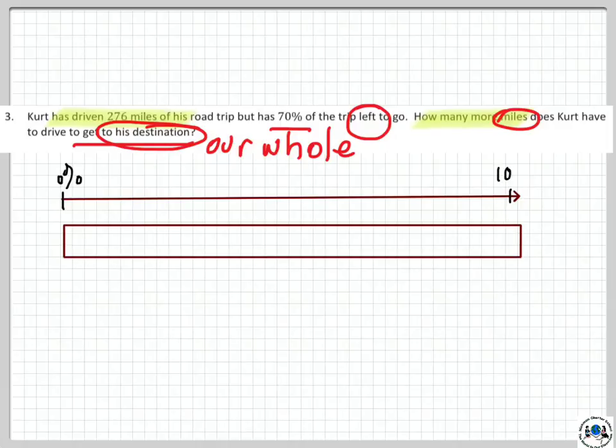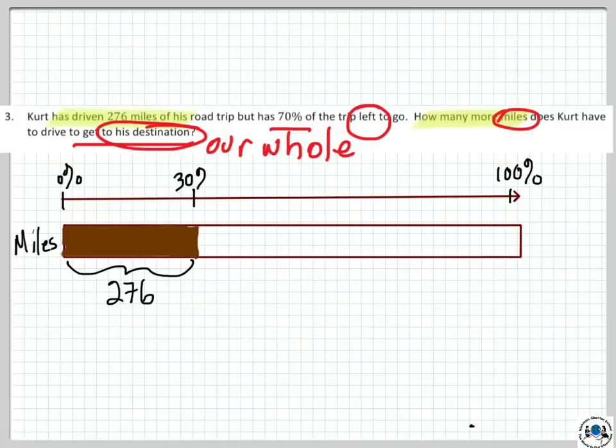So let's go ahead and fill these in, and there is our number line up top. Here is our miles, and you can see this is what we know right now. We know that 276 miles is equal to 30%. How do we know that? It wasn't actually stated, but what was stated is he has 70% of the trip left to go. Therefore, all that unshaded part of his bar is equal to 70%. Therefore, the shaded part has to equal 30%.